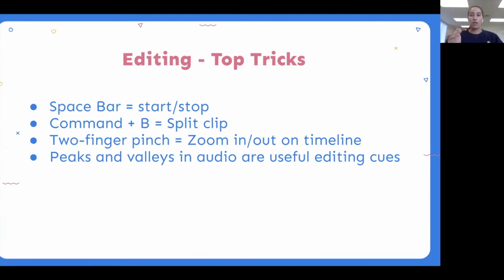But the space bar is going to be your friend. That's going to start and stop the video much faster than your finger clicking can. So start, stop. Command B is a hotkey. So if you press those 2 at the same time, you're going to be able to split a clip into 2 parts, 3 parts, however many times you hit split.